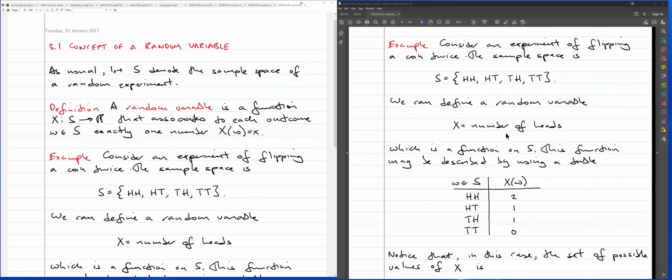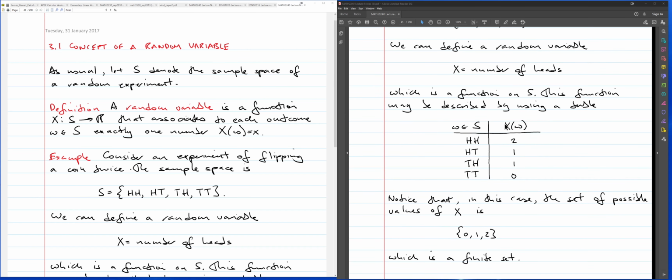So for this example, when we flip a coin twice and we got the sample space, and we consider the random variable which is the number of heads, your possible values for this random variable would be 2, 1 in these two cases, and then 0 in this case. So the possible values that you get would be 0, 1, 2, which is obviously a finite set.